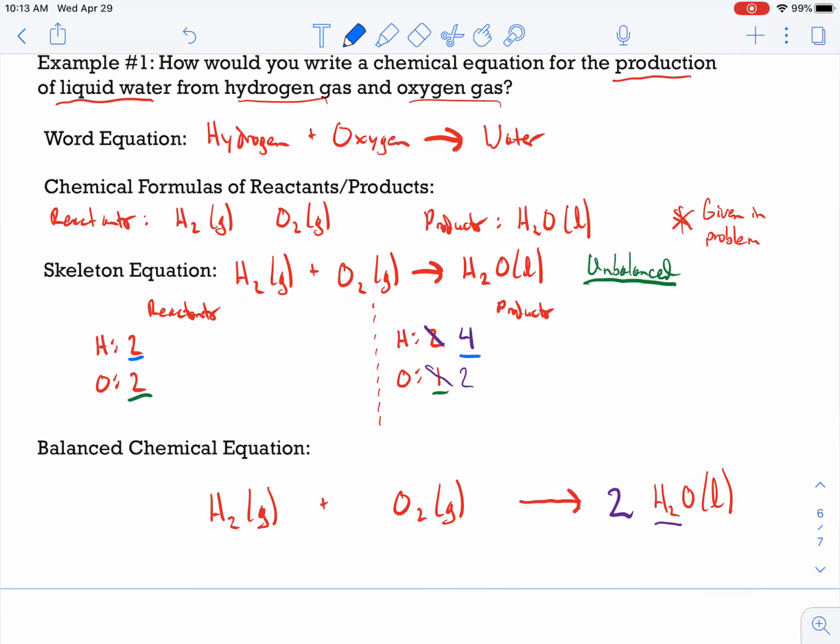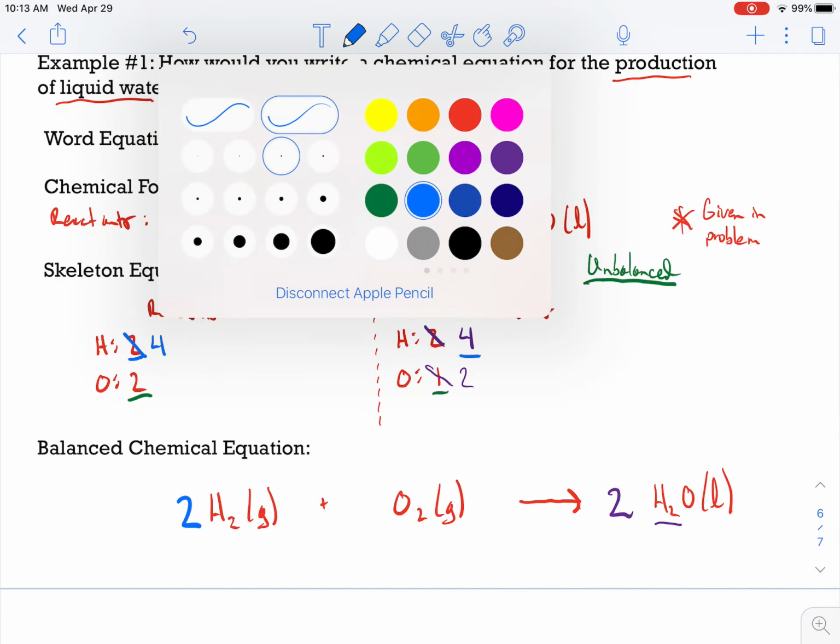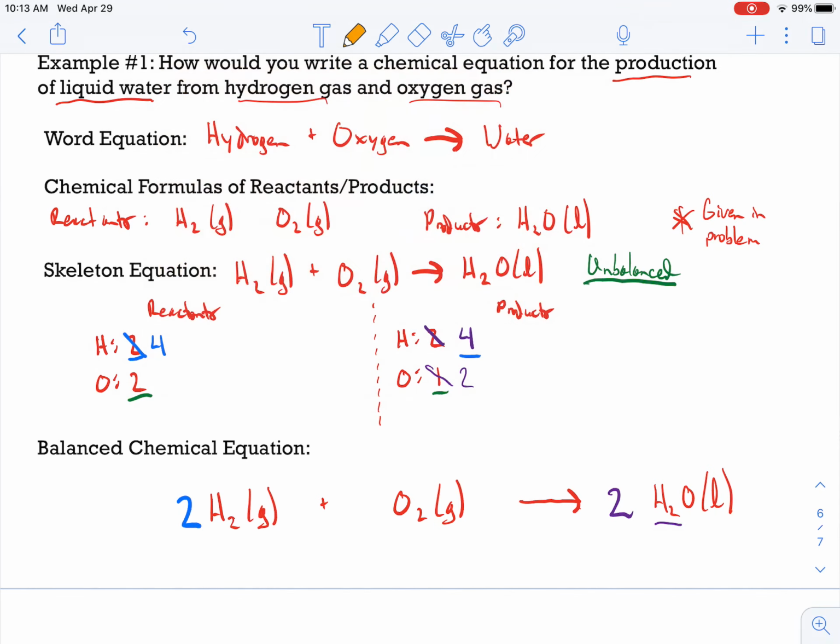So if I end up with 4 hydrogens in my products, I'm going to need 4 hydrogens in my reactants. So I'm going to put a coefficient of 2 in front of our hydrogen. We now have 2 times 2, or a total of 4 hydrogens on the reactant side. So now when I go through and compare, we look at 4 hydrogens in the reactant side, 4 hydrogens in the product side. So they're balanced, so that's good.